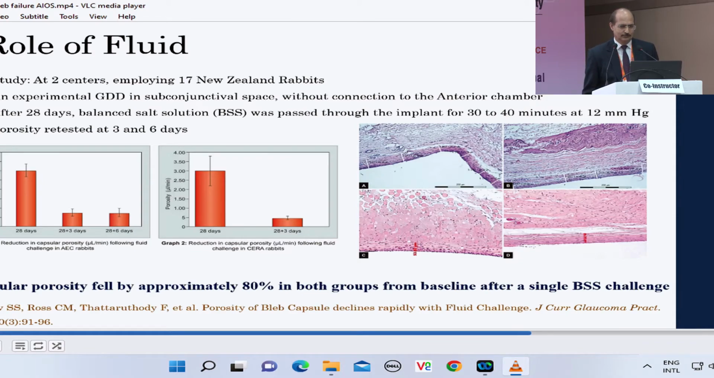We tried to look at the impact of the fluid, which is naive of aqueous, on the capsular porosity, which was retested on the 3rd and the 6th day. Interestingly, the capsular porosity fell by approximately 80% in both the groups from the baseline even after a single BSS challenge. There was no significant difference in the capsular thickness, but there was a significant decline in the capsular porosity compared to the baseline.